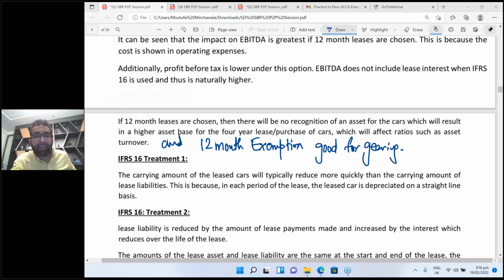And then the 12-month exemption is good for gearing. One more thing I have added, in option number 1 and 2, there will be an impact on gearing as well. But in option 3, your gearing will be fine. I taught you this, students. I discussed this.